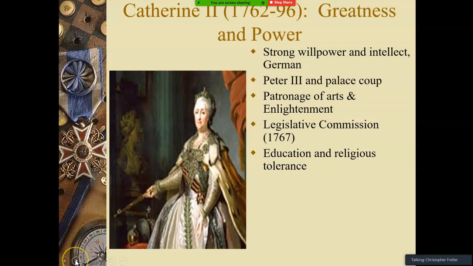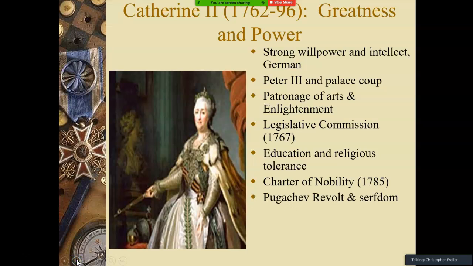She did have some degree of religious tolerance, and she, like I said, promoted education. She also wanted to free the nobles from enforced state service, so she created a charter that outlined their rights and responsibilities. This was supposed to be the beginning of an entire constitution for Russia, but that project, like many others, was never completed. All right, so she did make serfdom worse because she sold off a lot of crown lands to nobles, and they had less protection under nobles than they did under the direct control of the state.